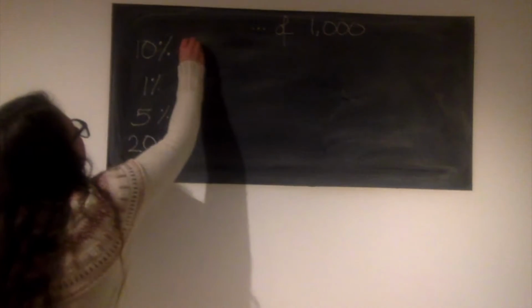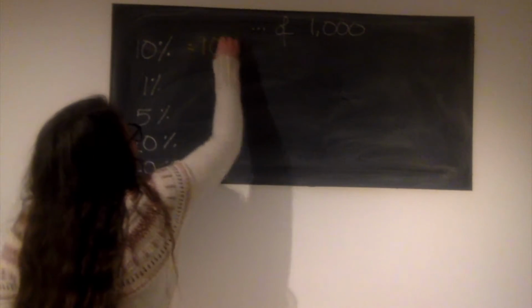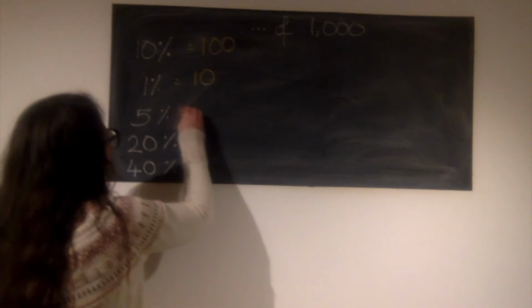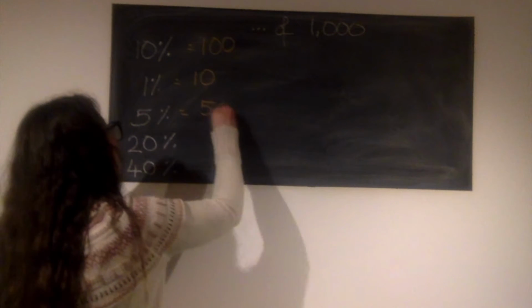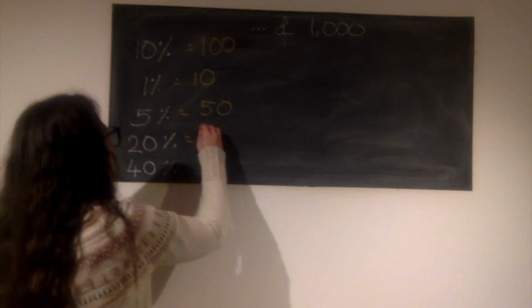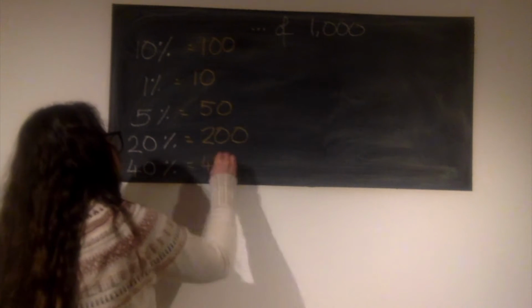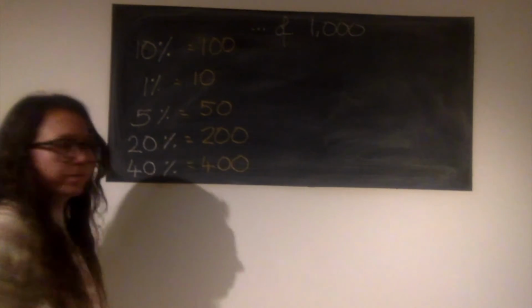Here are the answers. So to find 10% we divide by 10, so that gives us 100. To find 1% we divide by 100, so that gives us 10. 5% we can halve 10%, so that's 50. 20% we can double 10%, so that's 200. And 40% we can double 20%, that gives us 400.